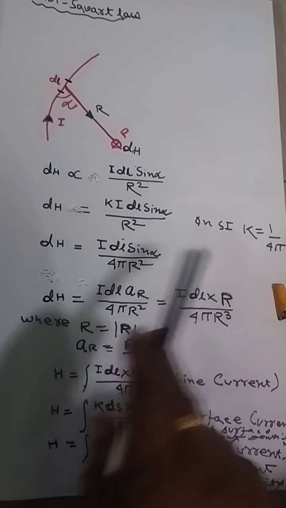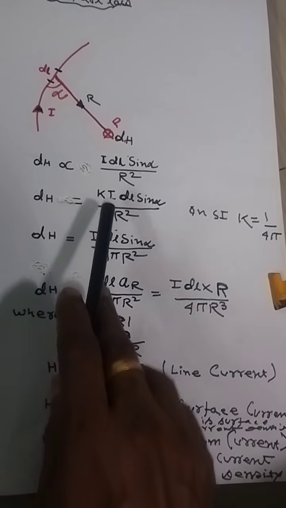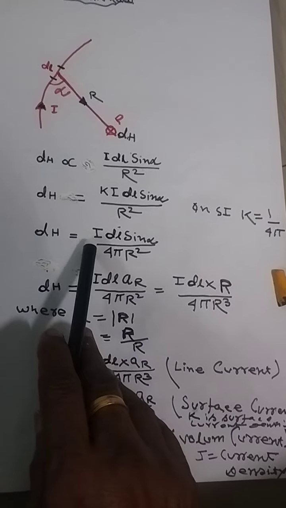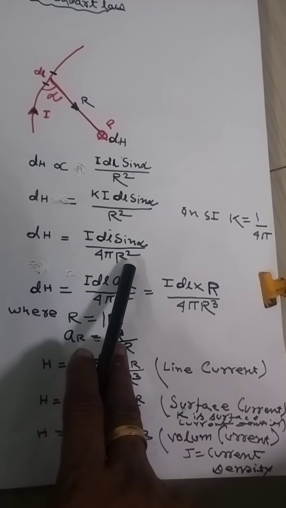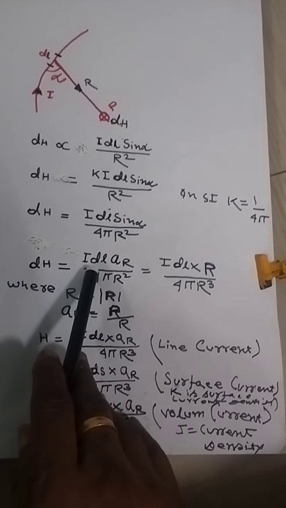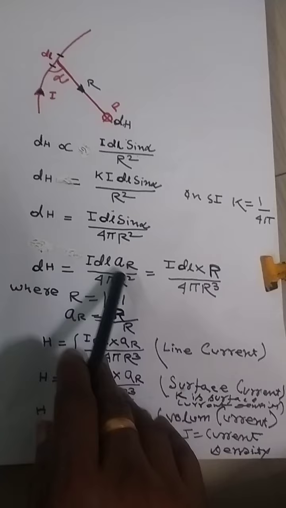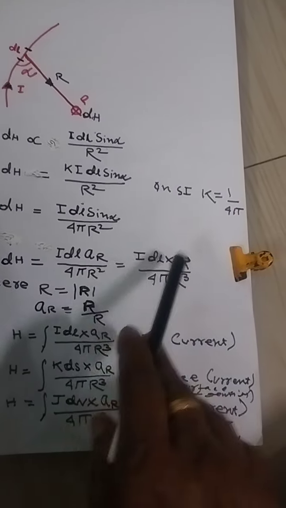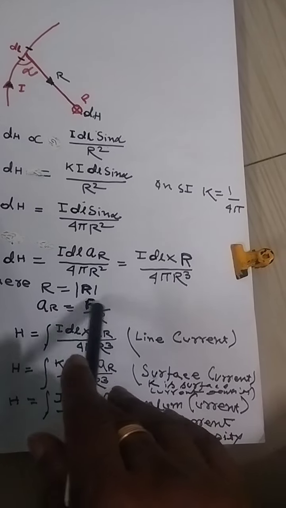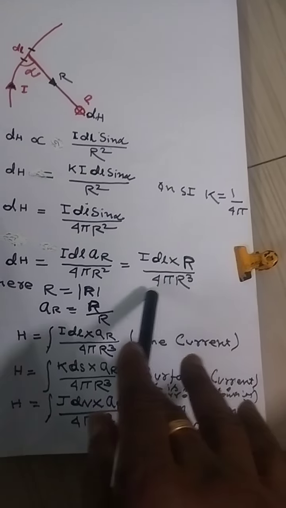In SI, K equals 1 by 4 pi. We put here, instead of K, 1 by 4 pi. So dH equals I dl sin alpha divided by 4 pi R square. Now dH equals I dl, with the unit vector along this, divided by 4 pi R square. So I dl, here I dl R by 4 pi R cube.